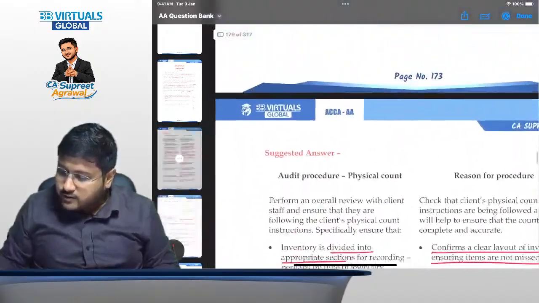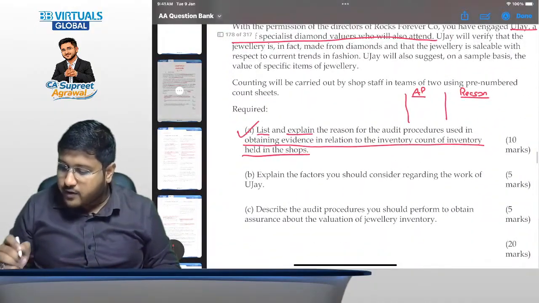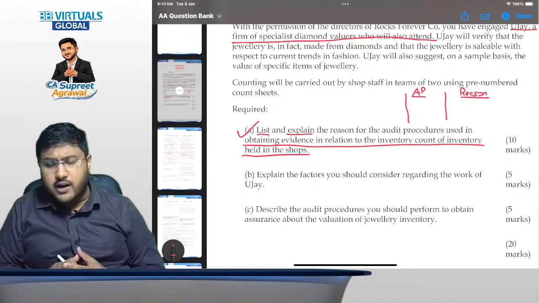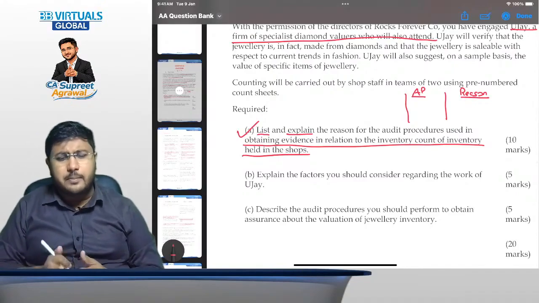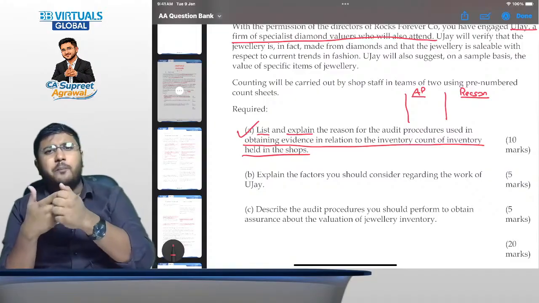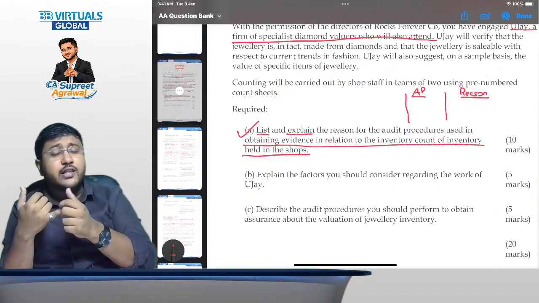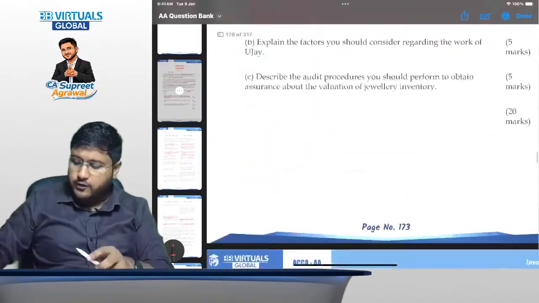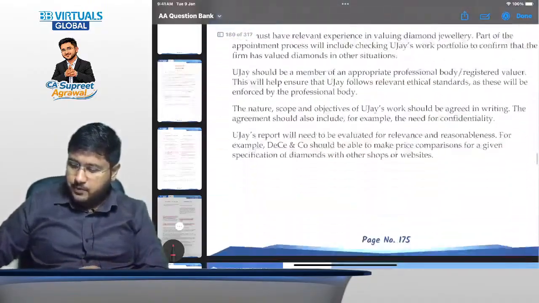Now, let's jump to the second part of the question number B, which is: explain the factors you should consider regarding the work of UJ, which is an expert. My dear friends, you do not need the timing to write this answer. It is competency, objectivity, independence, whether they are qualified or not, right? All of these points. So let's discuss it.